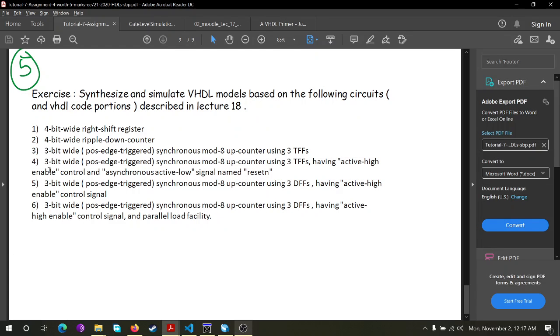Hello, this is question number 5.4. In this question, I have to design a 3-bit wide positive edge triggered synchronous moderate up counter using 3 T flip-flops having active high enable control and an asynchronous active low signal named reset n.